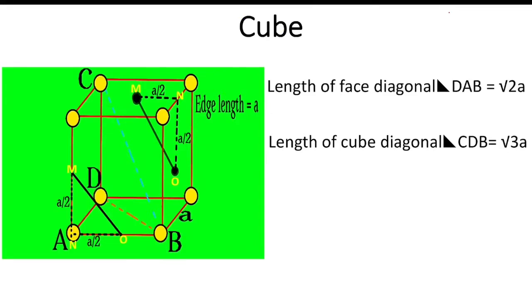So length of the face diagonal DAB is equal to root 2A, and length of the cube diagonal CDB is equal to root 3A. Please remember them, because in the coming topic you will be using them all.